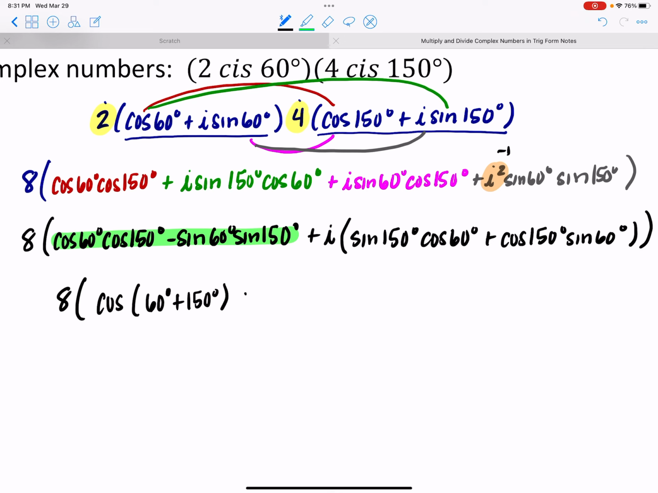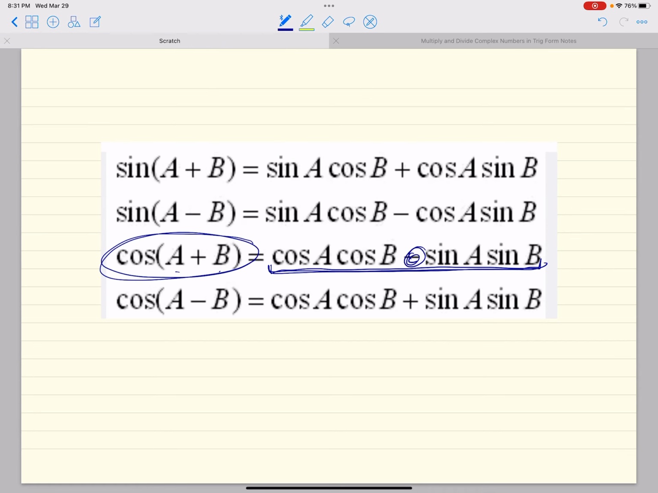Okay, plus over here I have I times, again, something I can condense. It's sine, cosine, cosine, sine. So if I look at my formulas, sine, cosine, cosine, sine, and I have a plus in the middle, that means that expression that I have there can be condensed into the sine of the sum of those angles.